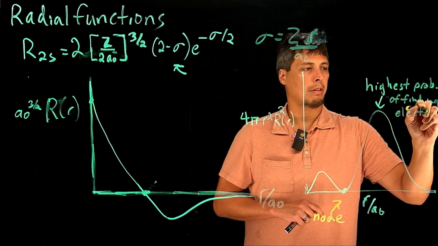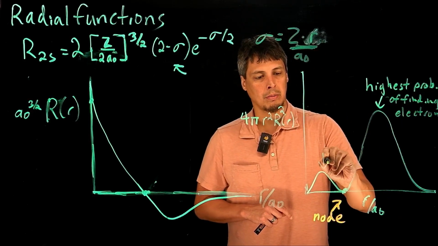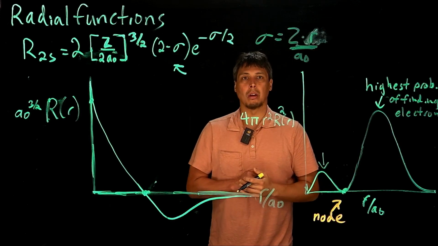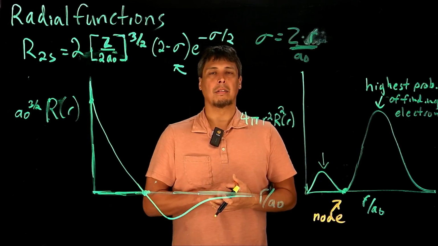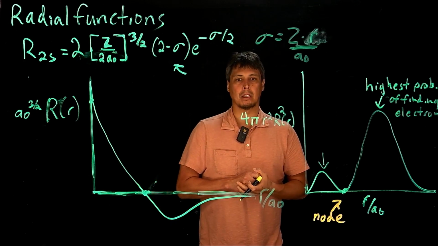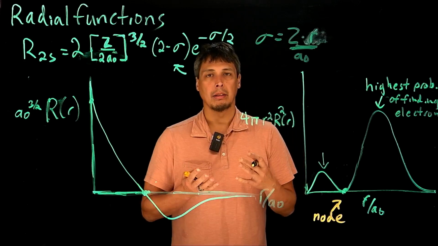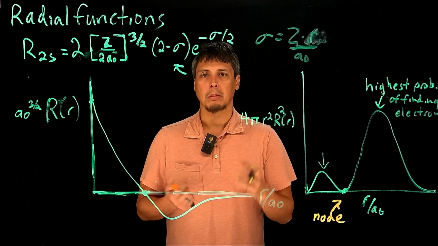But we also have a local minimum closer to the nucleus down here, and that will become really important when we discuss the relative energies of these orbitals when we talk about the Aufbau principle.